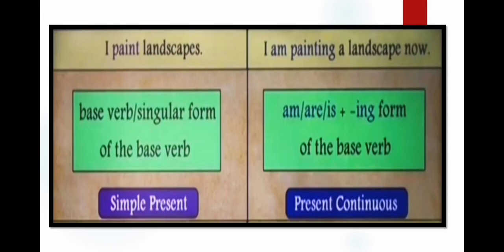So we have learned about simple present tense and present continuous tense. In simple present tense, our verb is paint. In the present continuous tense, our verb is am painting. Now let us compare the verb form in these two sentences. In the simple present tense, it is the base verb or singular form of the base verb. In the present continuous, we use am, are, is with the ing form of the base verb. You will notice that the ing form of the base verb tells us that the action is in progress or is continuous.